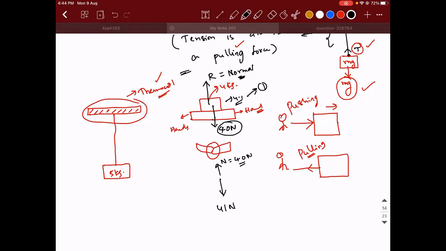Do you understand? Yes, sir. So it is going to break. Why? Because it is not able to offer an equal and opposite force. It is offering an opposite force, but it is not of equal magnitude. Hence, it is going to break. That is when the object breaks.